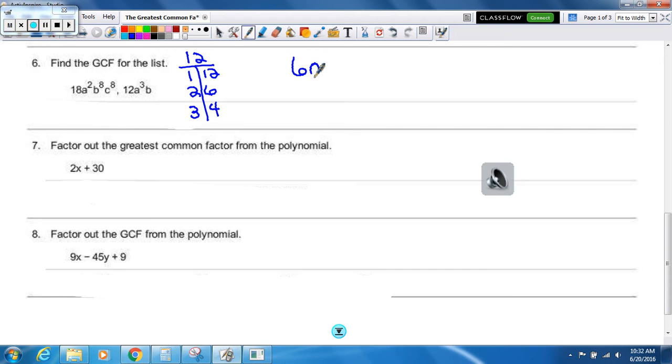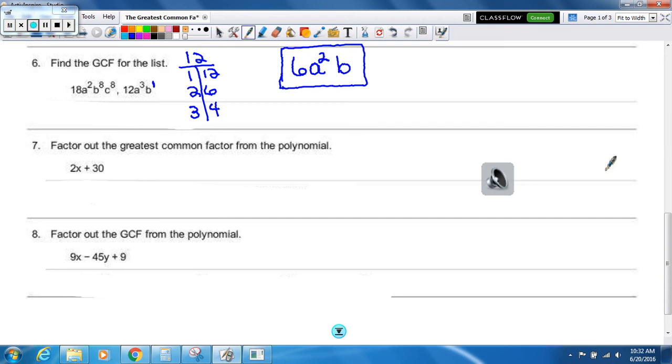For A, the smallest exponent is a 2. For my B, if there's no number, it's assumed to be a 1 as an exponent, so the smallest exponent is just 1 for the B. Notice how you do not have C in each one. Since C is not in each one, then C is not a common factor. So your greatest common factor is 6A squared B.